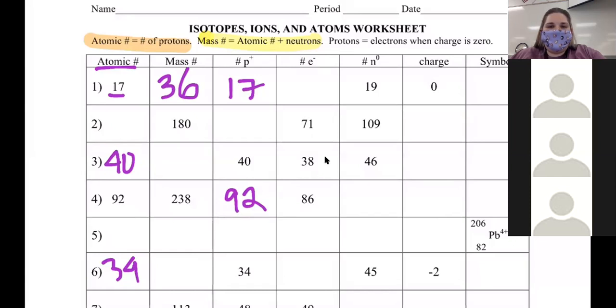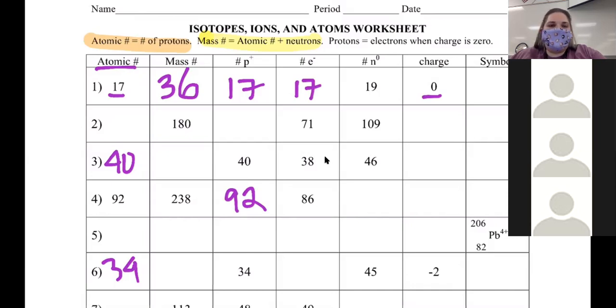Now for the electrons, what do I need to look at to figure out the electrons? There's two things I need to look at: the charge and the protons, because if the charge is 0, then the protons and electrons are the same. If the charge isn't 0, then I'm going to have to do a little bit of math. So on this one, the charge is 0, so that means I can just fill this in. It's going to be the same as the protons. It's 17. All right, so then the last thing is my symbol.